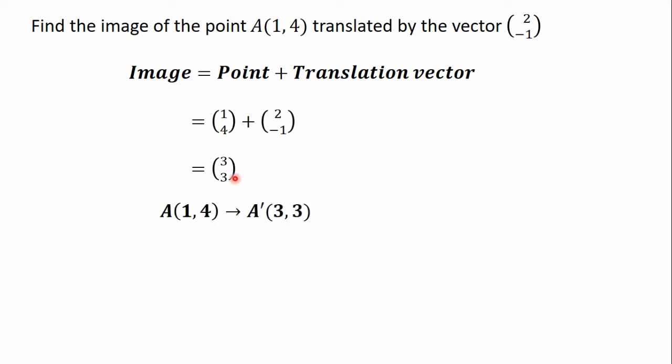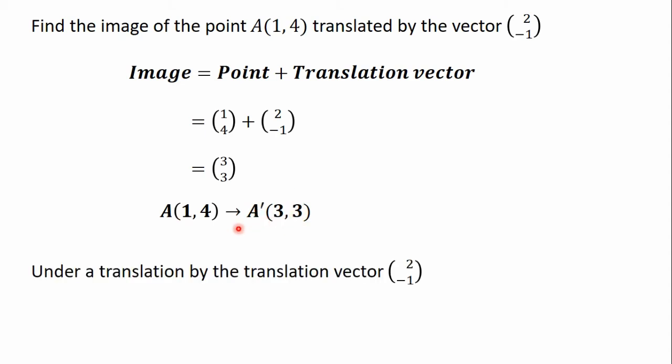This means that when the point A with coordinates 1, 4 is translated by the vector 2, minus 1 in the xy plane, the image of A, which is written as A prime, will be 3, 3. So under a translation by the vector 2, minus 1, the point A with coordinates 1, 4 will give us A prime, the image of A, with coordinates 3, 3.